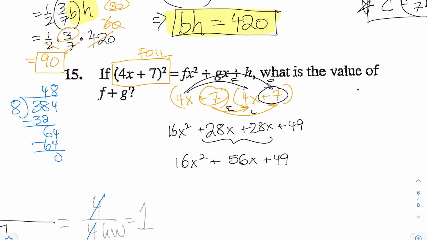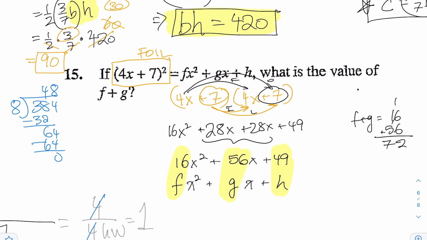And that just lines up to fx squared plus gx plus h. So that means that f is equal to 16, g is 56, and h is 49. So you want f plus g, so that's going to be equal to 16 plus 56, which would be 72.